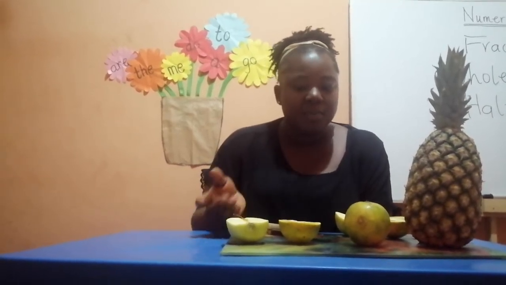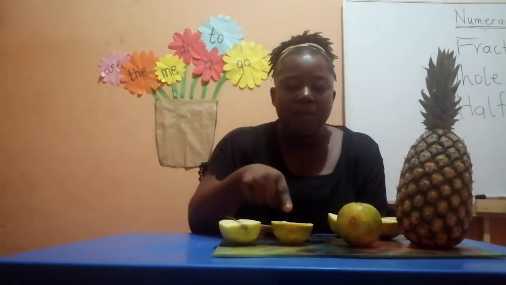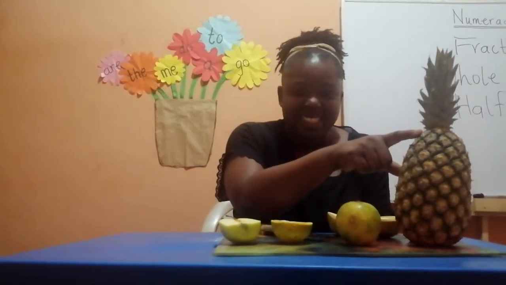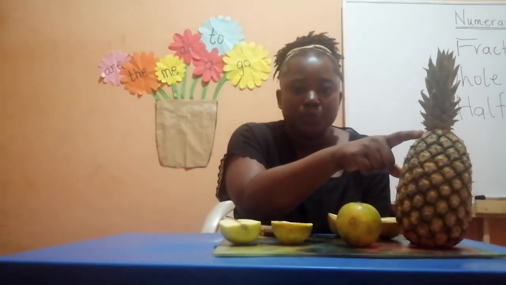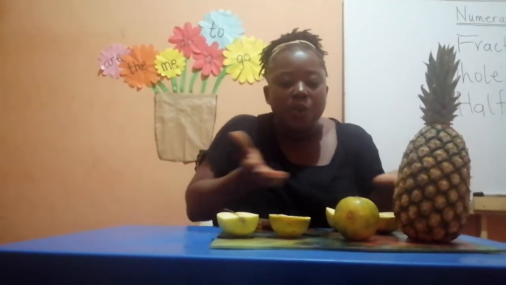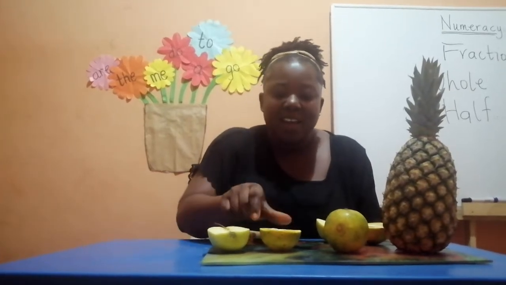Now show me a whole fruit. Is it this one? No. How about this? No. This? Yes. This is a whole fruit. Now tell me, which of the fruit is half? This one? No. How about this? Good.